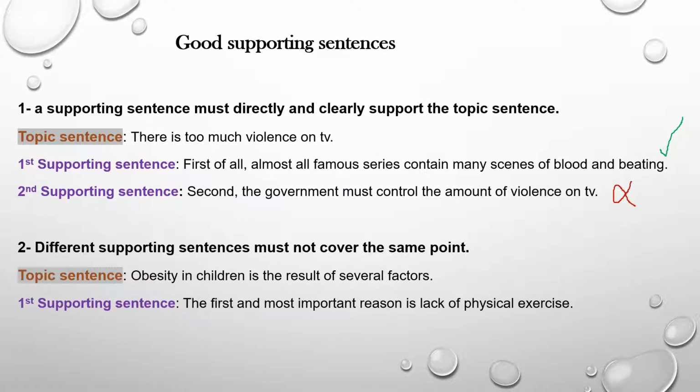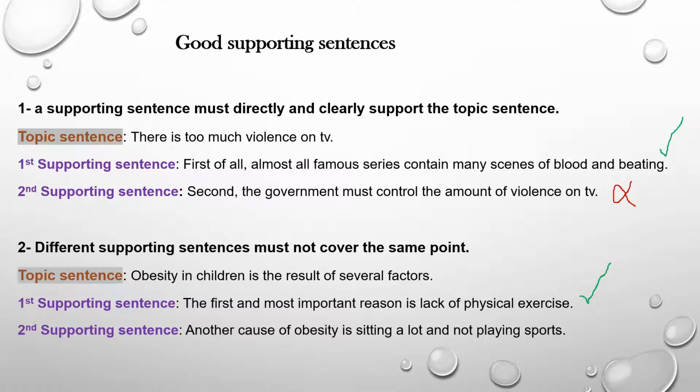Look at the first supporting sentence. The first and most important reason is lack of physical exercise. So this is a very good supporting sentence because it is strongly supporting what we said in the topic sentence.